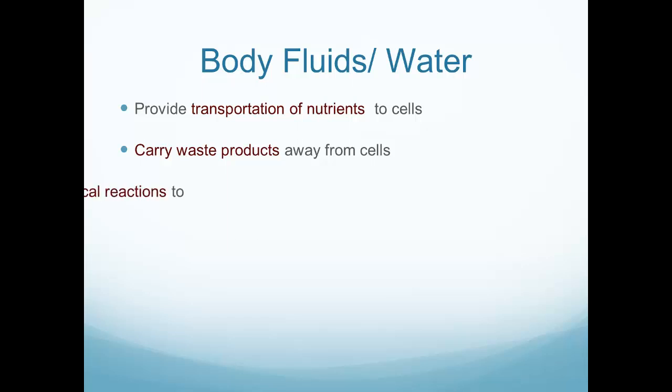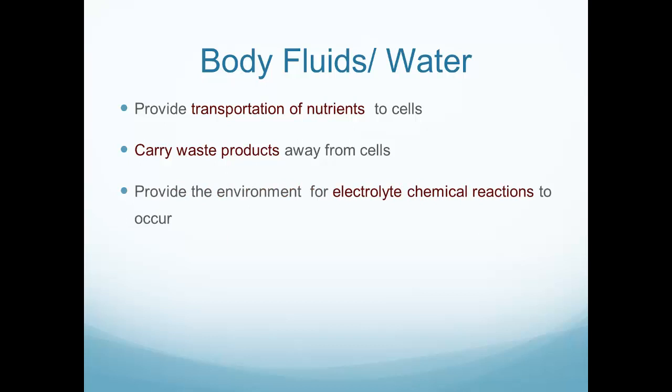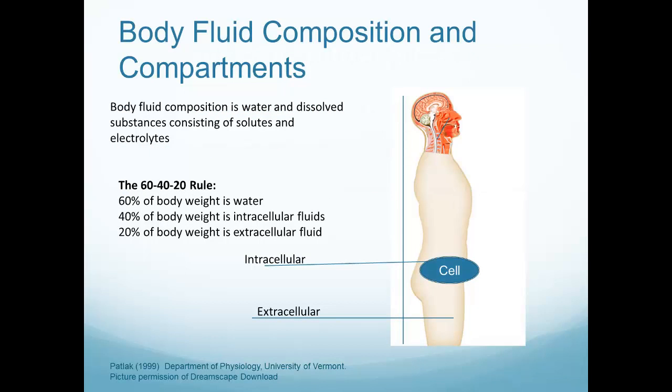The waste product then gets excreted from the body by way of the kidneys or maybe by way of the GI tract. They provide an environment for electrical or electrolyte chemical reactions to occur. So our electrolytes provide chemical reactions that allow the body to have certain functions, to produce certain functions. And water in our body fluid provide that environment, provide that substrate for those electrolyte chemical reactions to occur.